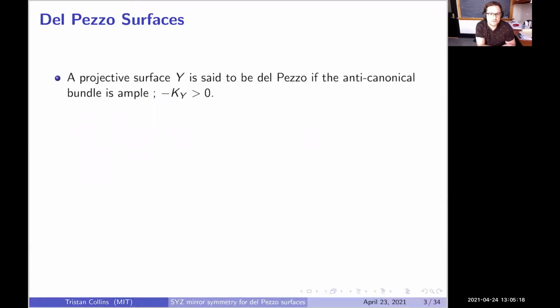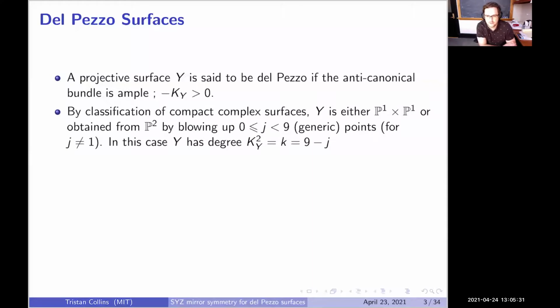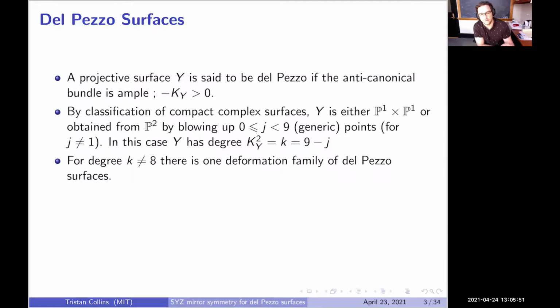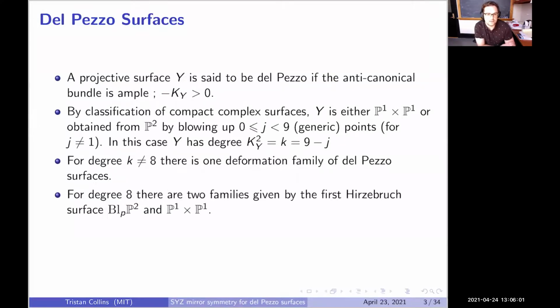Okay, so Del Pezzo surfaces. A Del Pezzo surface is a projective surface, so complex dimension 2, which has an ample anti-canonical bundle. There are not very many of these. They're all classified. They're either P1 cross P1, or you take P2 and blow it up at fewer than 9 generic points. They're essentially classified by their degree, which is 9 minus the number of times you blew up. For degree not equal to 8, they're classified by this construction up to deformation, so there's only really one family. And in degree 8, there are 2 families, which are the blow up of P2 at a point and P1 cross P1.